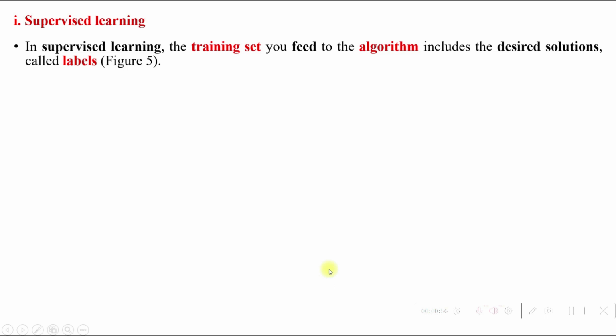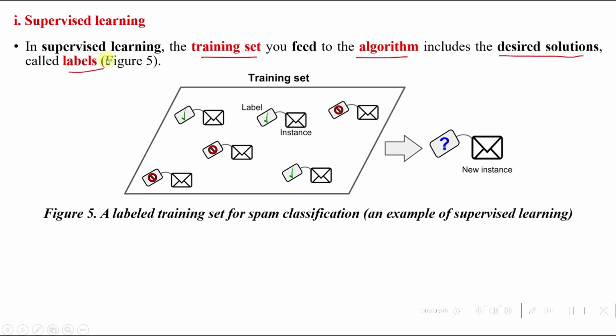So we'll see the supervised learning system. In a supervised learning system, the training set we feed to the algorithm includes the desired solution, called a label. For example, here the training set contains a set of instances. Each instance has a corresponding class label. So here a number of instances are there, and each and every instance contains a corresponding class label. This is called a training set. Now the training set contains instances and corresponding class labels.